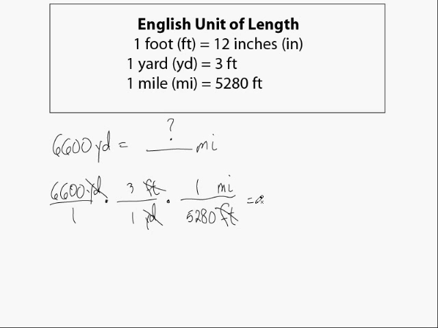Now, I can't do this in my head. I would use a calculator, and you get about 3. And I got a book in front of me, so I can cheat a little bit. All right, so it's 3.75 miles. If I take 6,600, multiply it by 3, then divide that by 5,280, I'll get 3.75. That's how many miles equals 6,600 yards. You with me? All right, let's pause this, and we'll move on to the next one.